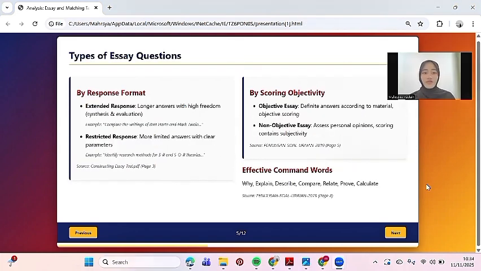Next is types of essay questions. Essay questions can be grouped by response format and scoring type. Extended response questions let students give longer, more detailed answers, while restricted response questions limit the scope of the answer. In scoring, objective essays have a clear right answer, while non-objective essays depend more on the student's opinion. Common command words include why, explain, describe, compare, relate, prove, and calculate.